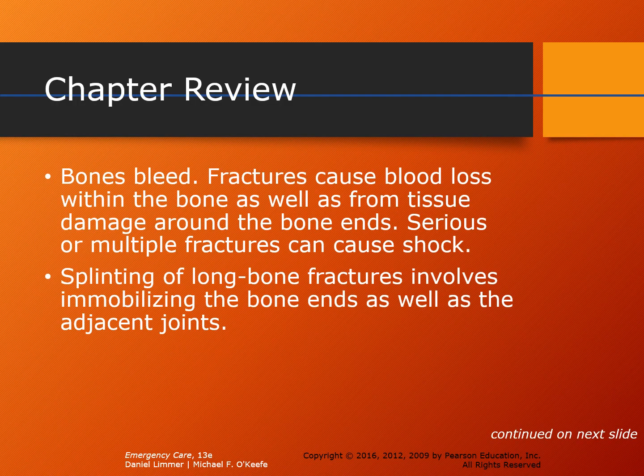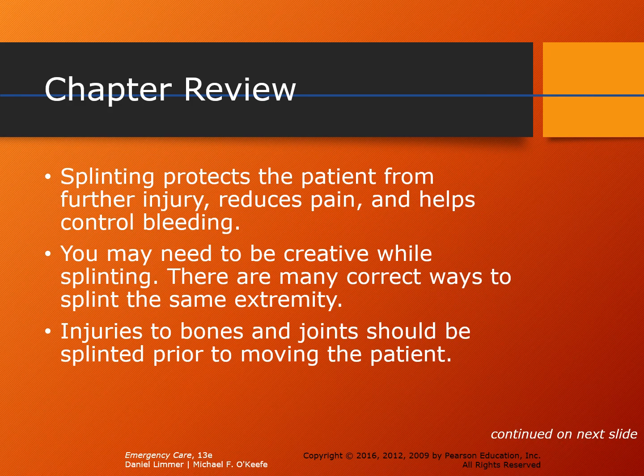Bones bleed. Fractures cause blood loss within the bone as well as from tissue damage around the bone ends. Serious or multiple fractures can cause shock. Splinting of long bone fractures involves immobilizing the bone ends as well as the adjacent joints. It also involves us assessing and reassessing that site for effectiveness of the splints. If areas are not being perfused, tissues die. Time is tissue. The longer they go without perfusion, the more tissue that will die. Splinting protects the patient from further injury, reduces pain, and helps control bleeding.